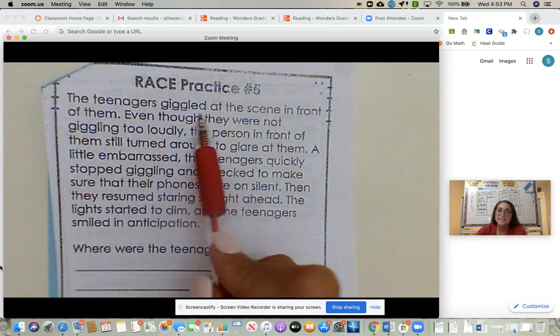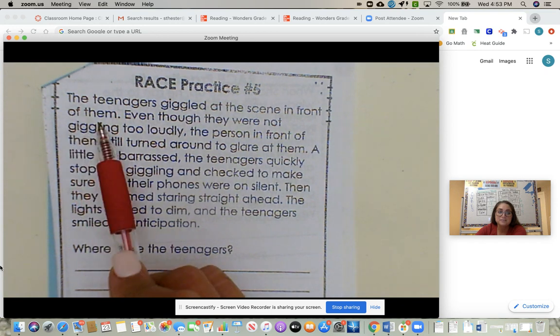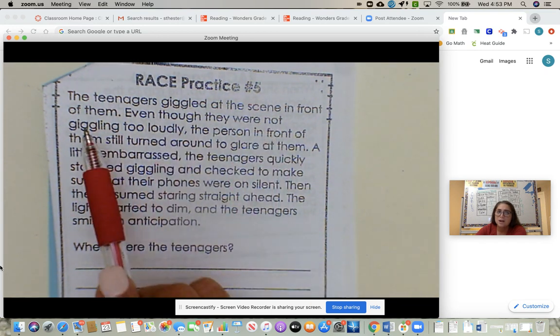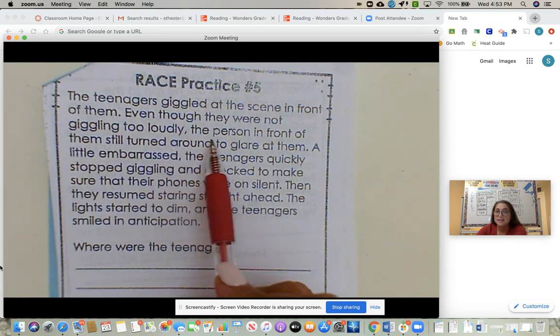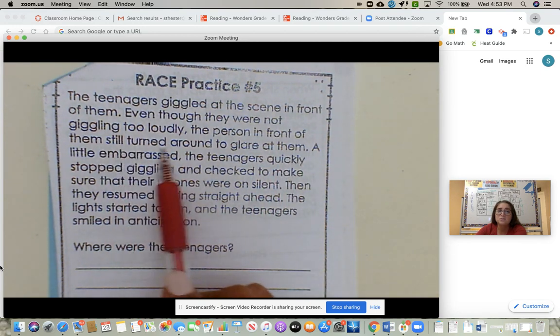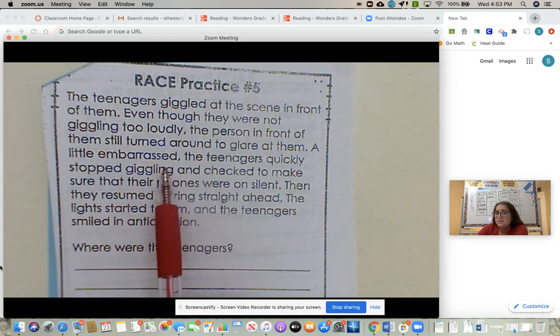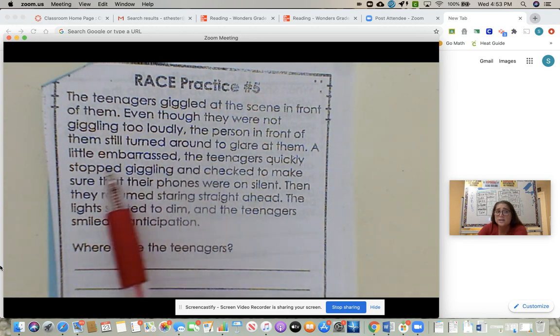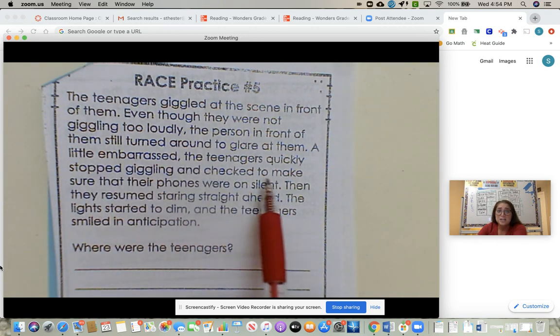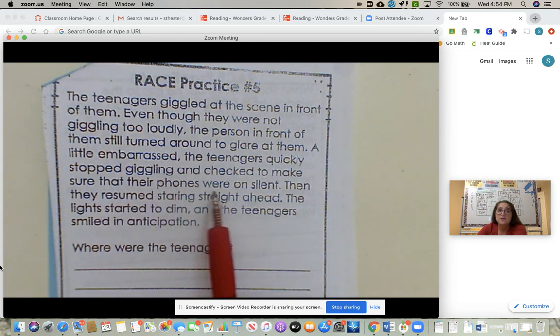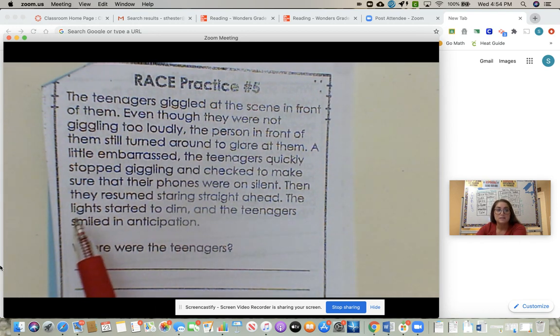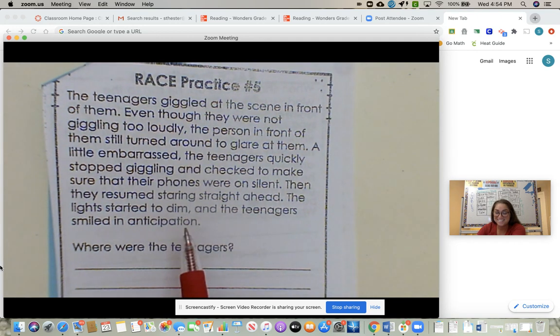The teenagers giggled at the scene in front of them. Even though they were not giggling too loudly, the person in front of them still turned around to glare at them. A little embarrassed, the teenagers quickly stopped giggling and checked to make sure that their phones were on silent. Then they resumed staring straight ahead. The lights started to dim and the teenagers smiled in anticipation.